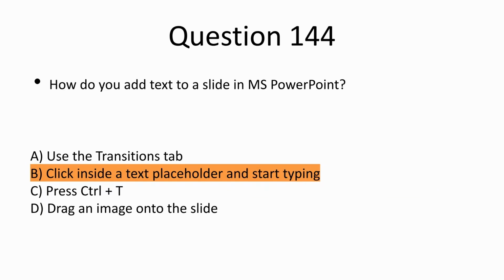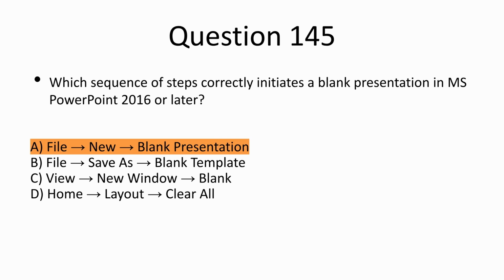How do you add text to a slide in MS PowerPoint? The correct way is B. Click inside a text placeholder and start typing. Question 145. Which sequence of steps correctly initiates a blank presentation in MS PowerPoint 2016 or later? The answer is A. File, then New, then Blank Presentation.